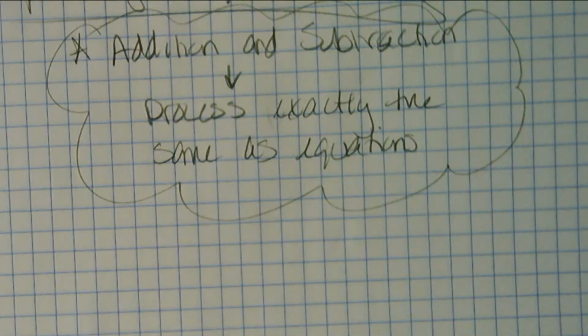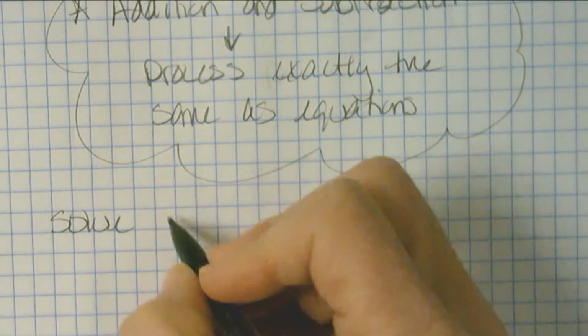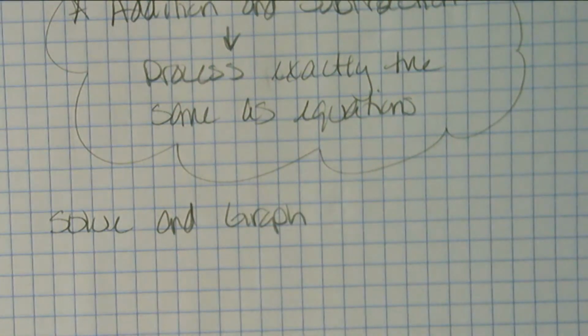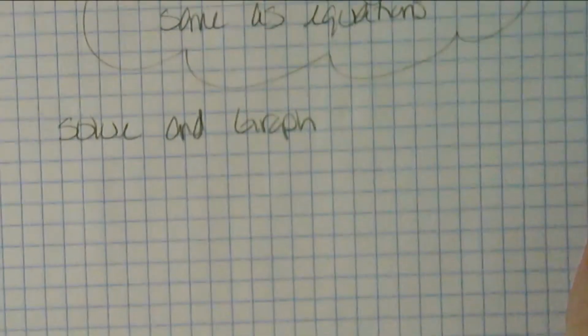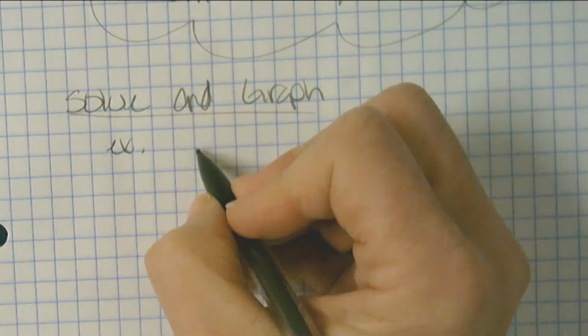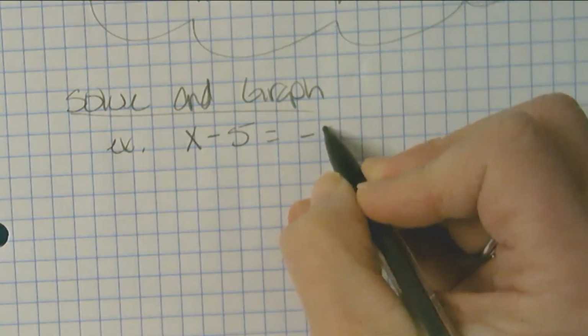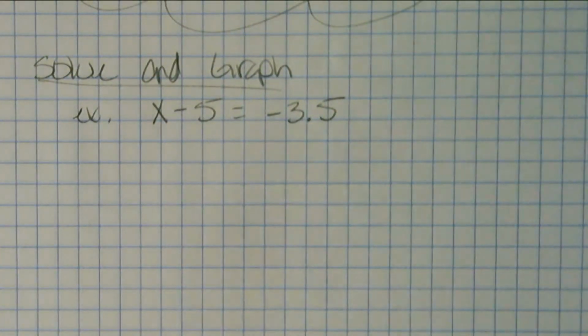All right, so I'm going to give you a couple of these to solve. So I want you to solve and graph. All right, we are going to talk about checking the solution. So when we're done with this problem, we're going to talk about checking it. All right, so here is my first example. X minus 5 is equal to negative 3.5. Go ahead and solve that, please.